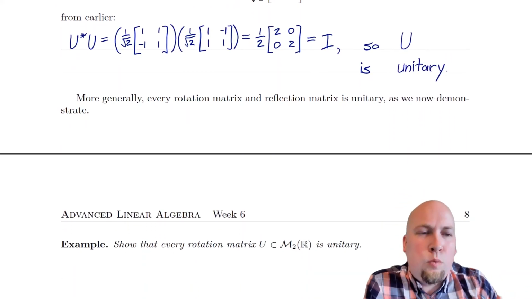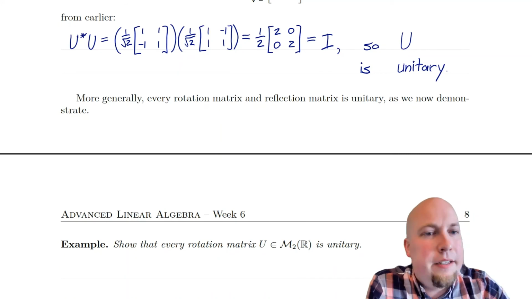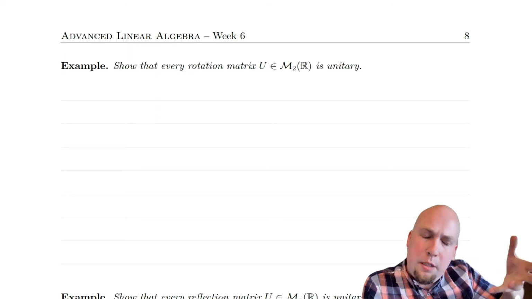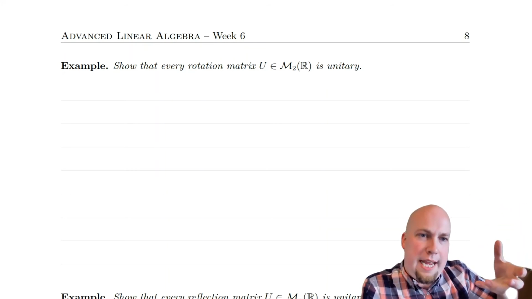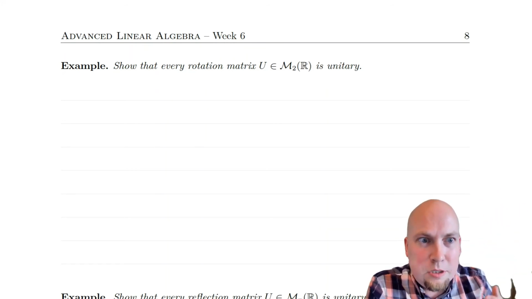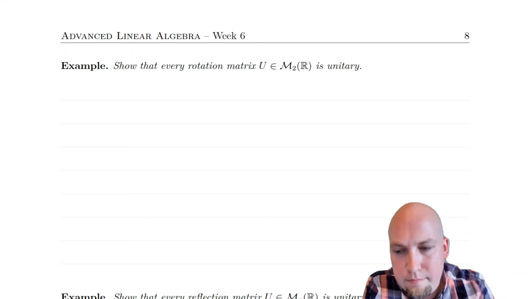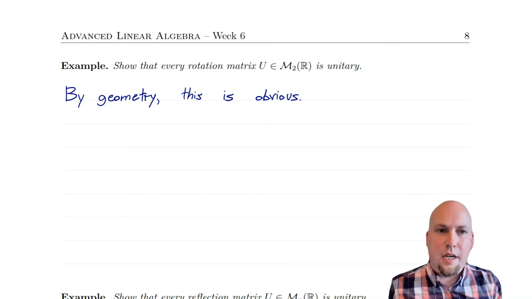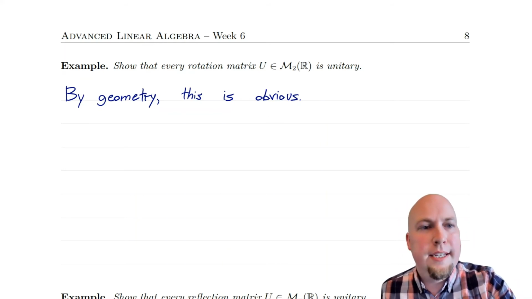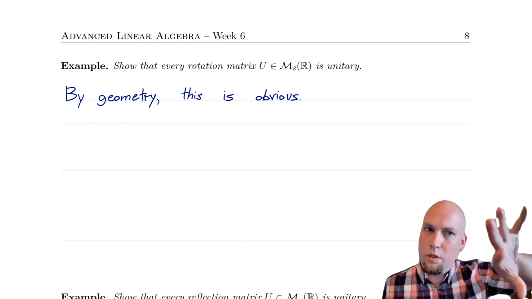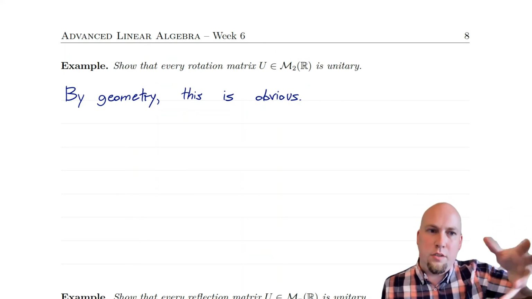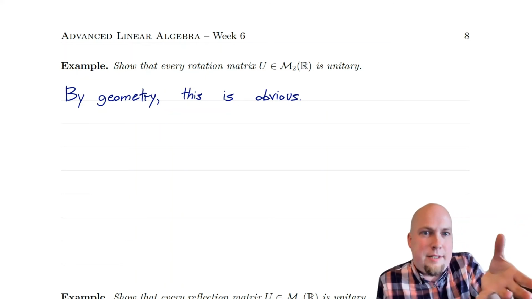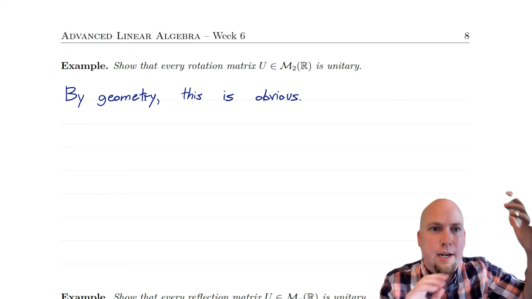Okay, let's ramp up a little now that we have this easy method of checking unitarity. Let's show that every rotation matrix is unitary, no matter what the angle is. We just showed it for the angle pi/4, 45 degrees. Let's show it for every angle now. How do we do this? Well, first off, by geometry this is obvious. All this is asking us to do is show that every matrix that just rotates vectors does not change their length, does not change their norm induced by the inner product. And yes, it rotates the vector. It doesn't stretch it or anything like that.